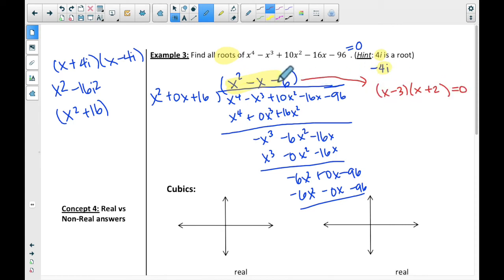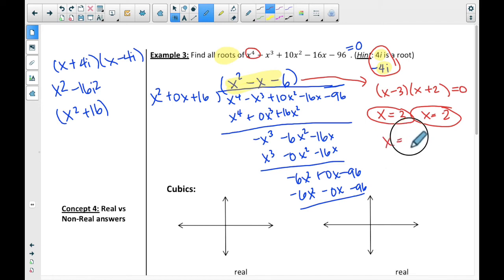So that is x minus 3 and x plus 2. That means my solutions are positive 3 and negative 2. All right, those are my two solutions, plus I have these two solutions. There are supposed to be 4 altogether. I have all 4 of them. X equals 3, x equals negative 2, x equals 4i, and x equals negative 4i. Those are my 4 solutions.